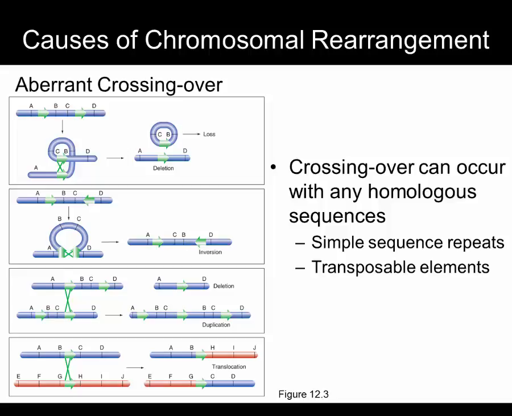We've talked about crossing over occurring between homologous chromosomes, but crossing over can actually occur between any homologous sequences of DNA. And there are sequences called simple sequence repeats and transposable elements that are repeated all throughout our genome. Suppose there are homologous sequences between regions A and B and between C and D. Depending on how they're oriented, crossing over could cause a deletion, or it could lead to an inversion. And crossing over between different regions of homologous chromosomes can cause both insertions and deletions. Finally, homologous sequences can be found on non-homologous chromosomes, and crossovers between these sequences can lead to translocations.